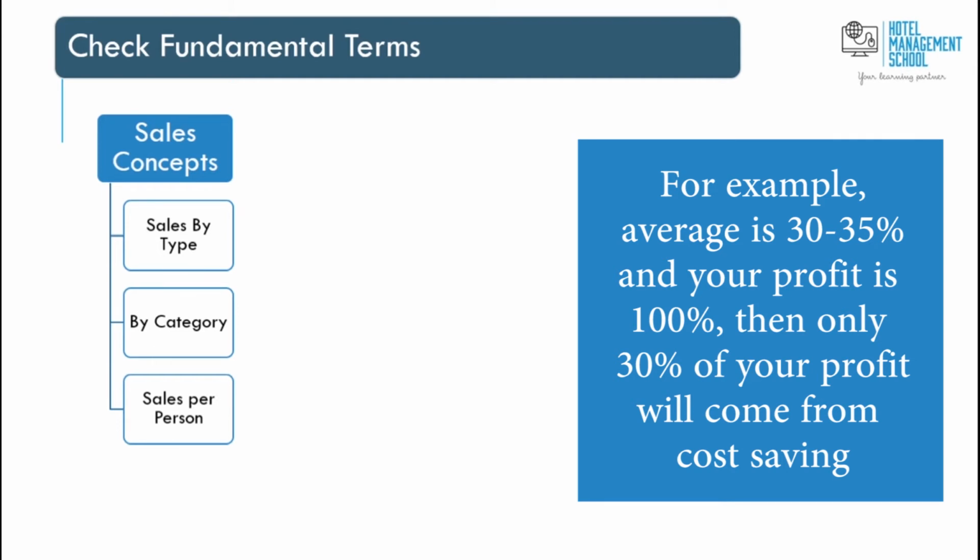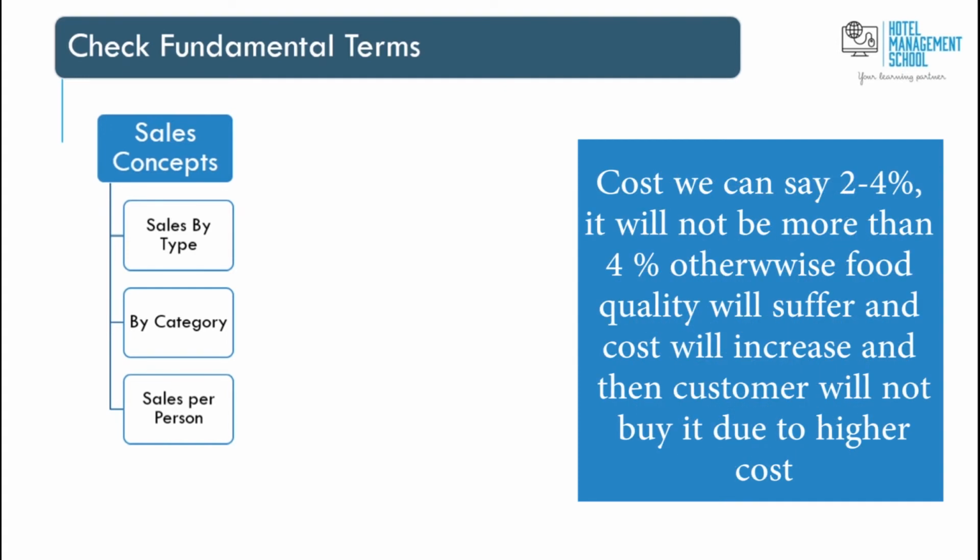For example, say the cost is about 35%, or you can say an average of 30%. So it's only 30%. If your profit is 100%, only a very small portion will come from cost saving. How much cost can you save? Maybe 2%, 3%, 4%.